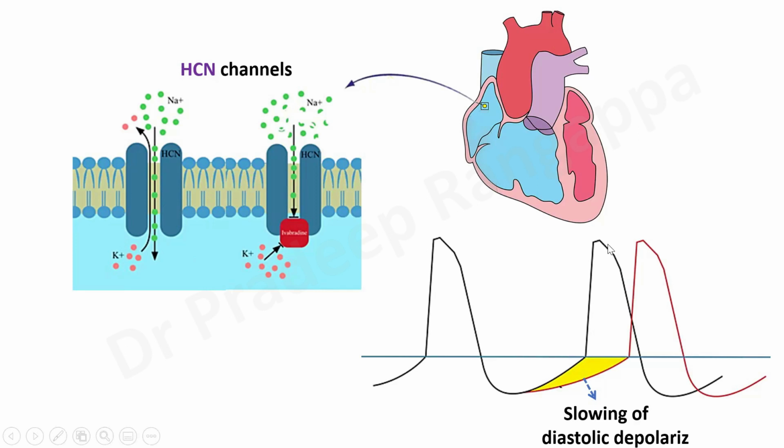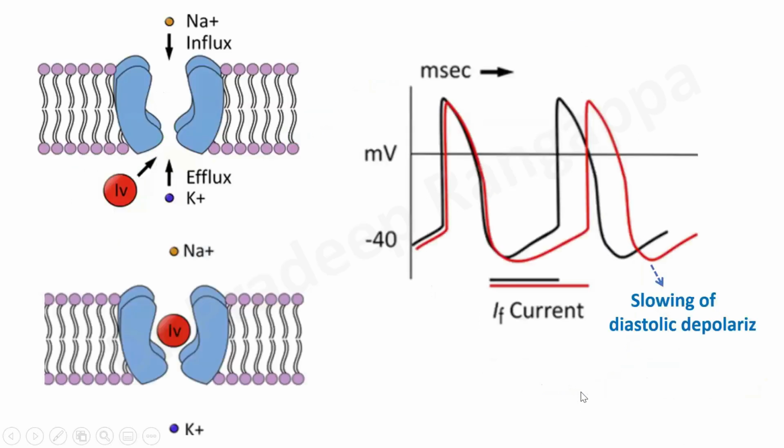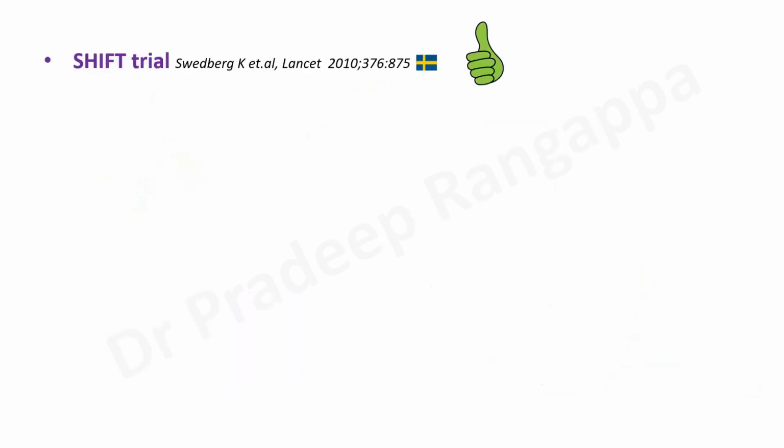As you see, the normal depolarization is the black one. And so by acting on these channels, it slows down this diastolic depolarization. So this is another pictorial representation where your sodium influx and potassium efflux is prevented by this Ivabradine. So sodium doesn't enter, potassium doesn't exit, and this F current gets affected, and there is slowing of diastolic depolarization. So this is in essence the mechanism of action of Ivabradine.